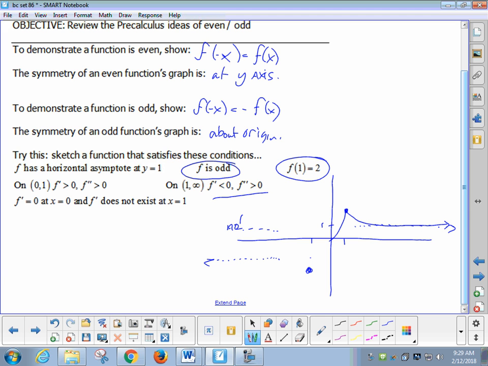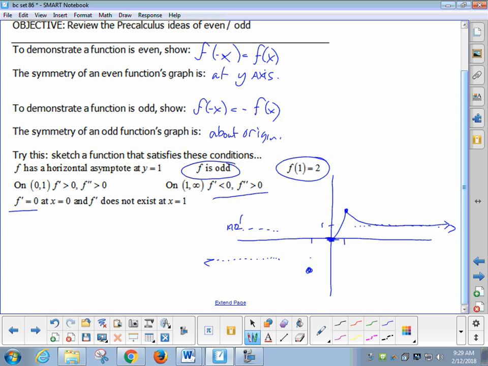Actually, let's go on to this, and then we'll get to the symmetry part of it. If f prime is 0 at x equals 0, then what happens? Flat horizontal tangent at the origin. What about derivative doesn't exist at 1? I kind of already have that going on. Does my picture confirm that? Yeah, there's a sharp turn there.